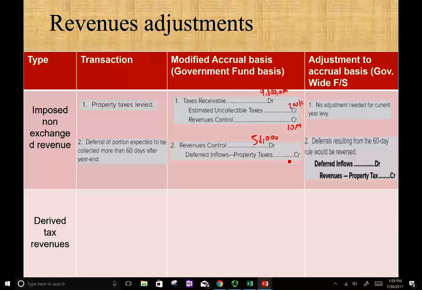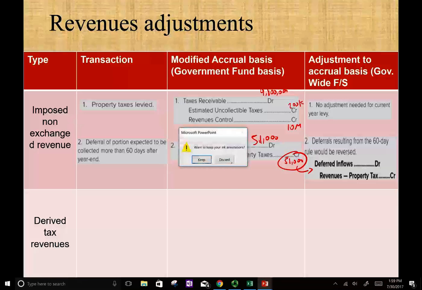So we debit revenue and we credit deferred revenue. This is what they did under the modified accrual. Now, what do we have to do with this 51,000? We need to convert to accrual. Under accrual, this 51,000 will be considered revenue.